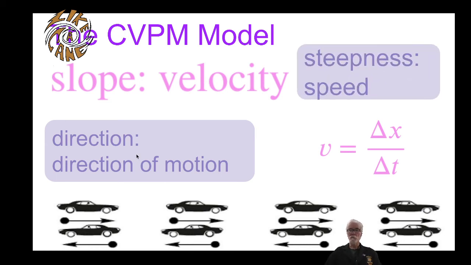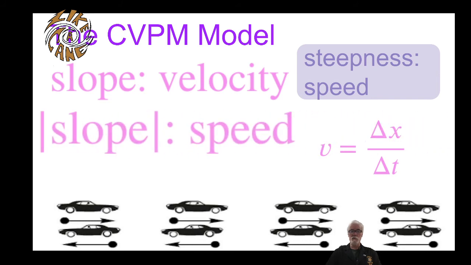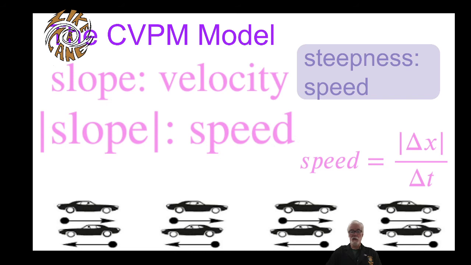The steepness of the slope is the object's speed. Because it's a ratio of how much position is changed over a given amount of time, the bigger that number is, the faster it's moving. The steepness of the slope is how fast it's moving. So speed could also be thought of as the absolute value of slope or the absolute value of position change or displacement over time, which is distance over time elapsed.